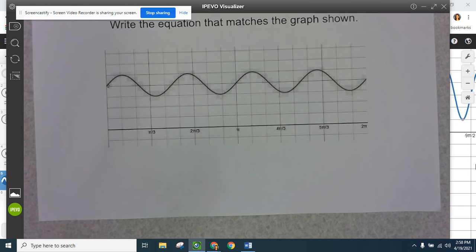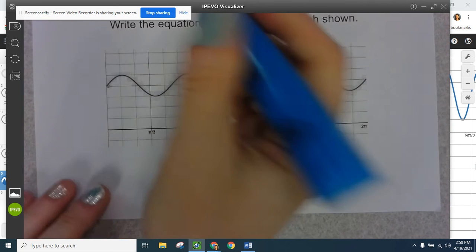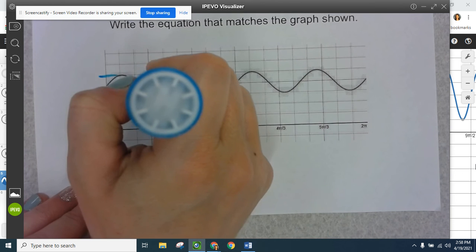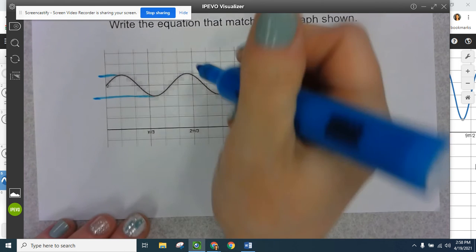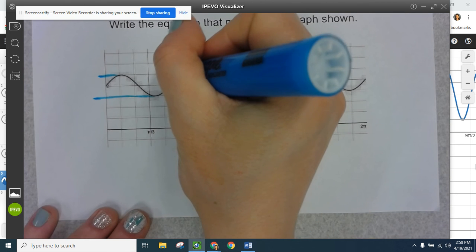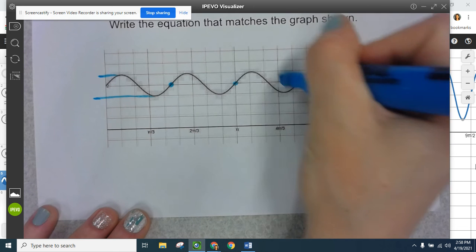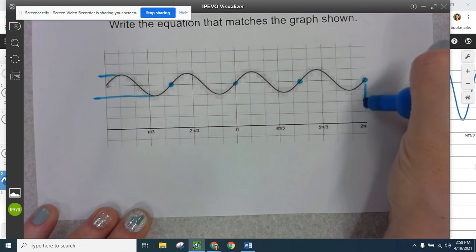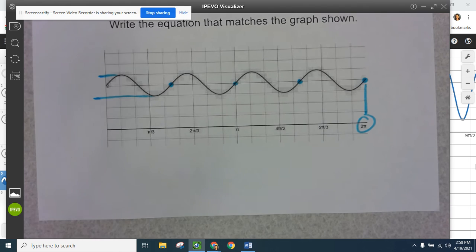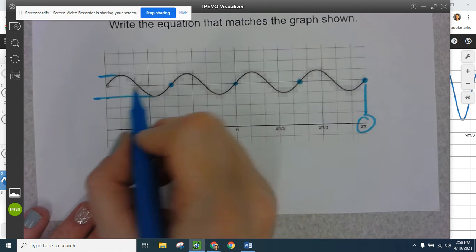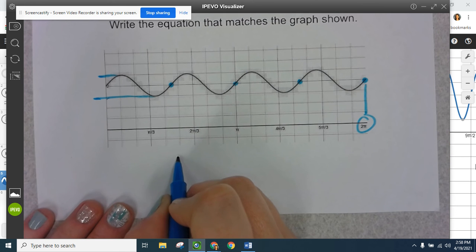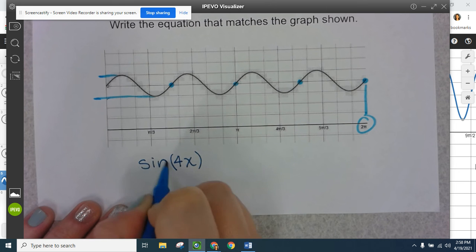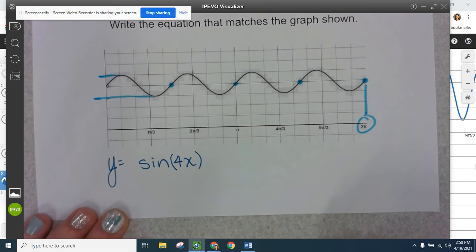All right, last but not least, let's see. Here is our maximum. Here is our minimum. And I see 1, 2, 3, 4 in my 2 pi. So because I see 4 sine curves, I know that b is going to be 4. I just have to figure out the rest.